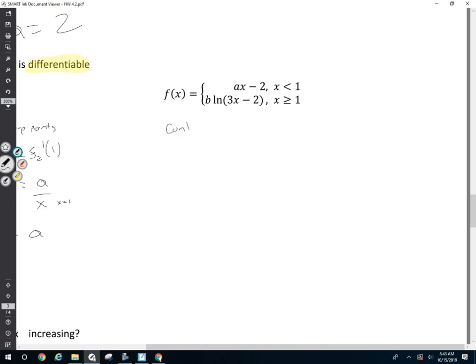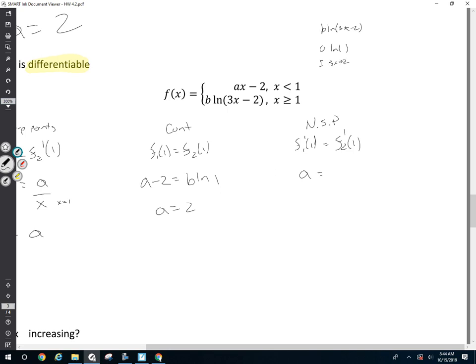Let's make sure we're continuous. a minus 2 equals b log 1. a equals 2. Great. No sharp points. Derivatives at 1 need to equal each other. a is the derivative of ax minus 2 equals, okay, so b log of 3x minus 2. The outside is the log, the inside is the 3x minus 2. Derivative of the outside is 1 over, derivative of the inside 3. The b can stay in front or up top.